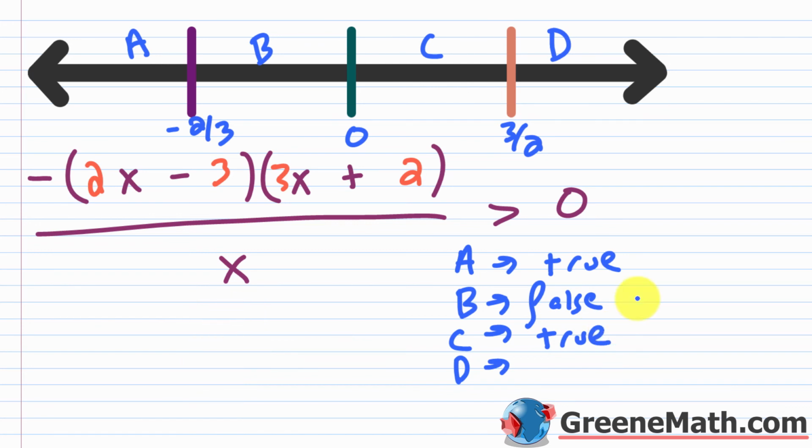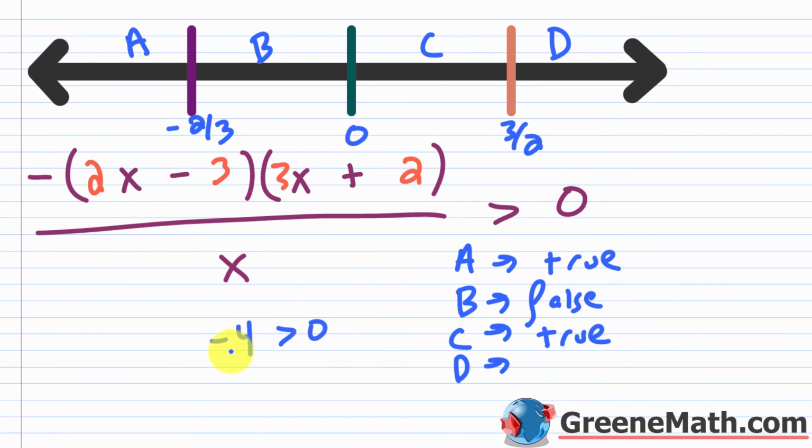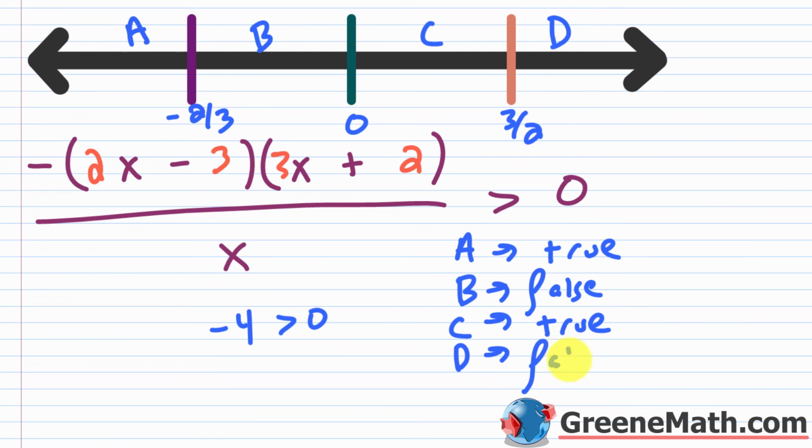Then for D, let's just pick 2. So you'd have the negative of 2 times 2 is 4, minus 3 is going to be 1. And then over here, 3 times 2 is going to be 6. 6 plus 2 is 8. So this is going to be negative 8. And this would be over your 2. So this is negative 4. Or you could just say it's a negative. So basically a negative is not greater than 0. And obviously negative 4 is not greater than 0. So this is false.